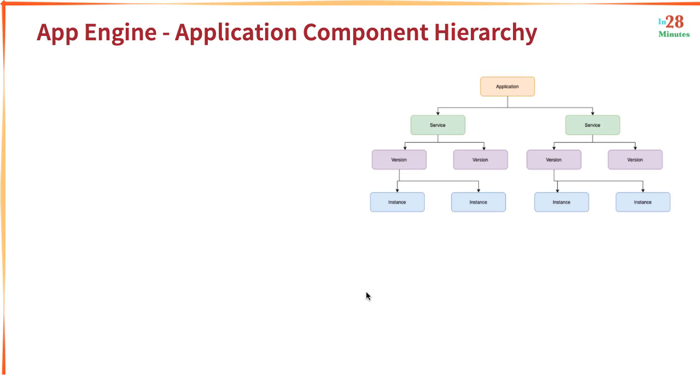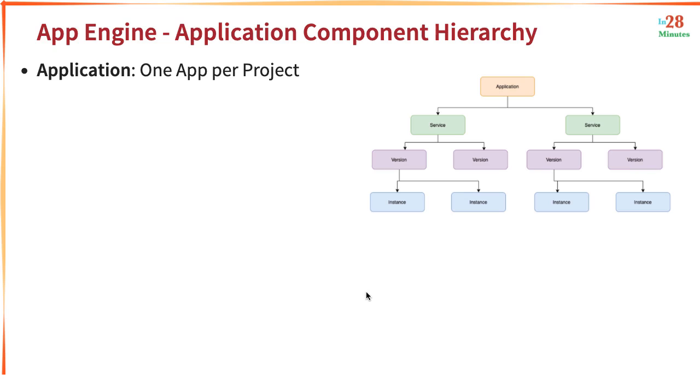Welcome back. In the previous step, we talked about the different environments that are provided by App Engine, standard and flexible. And in this step, let's talk about the application component hierarchy, which is offered by App Engine. Whenever we talk about App Engine, you need to remember about application, service, and versions. So what is application, what is service, what is version?